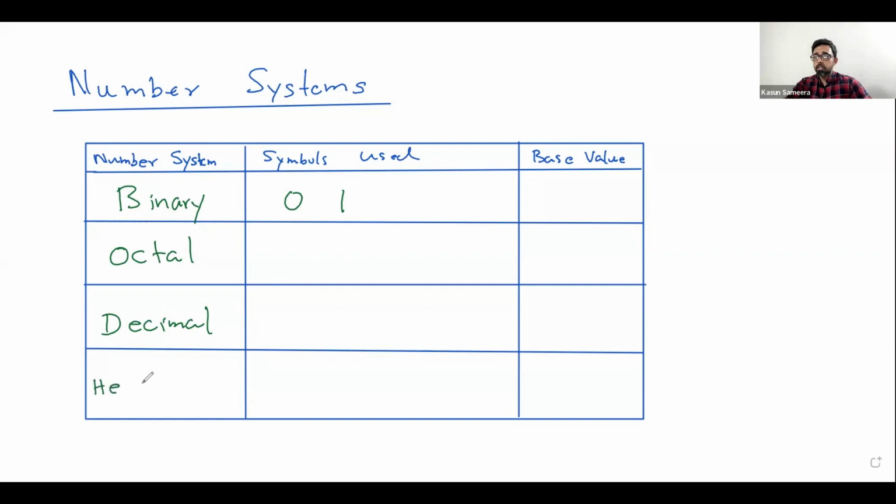Additionally, we need to learn hexadecimal. These are the number systems we must learn in this lesson. The first thing you need to learn about these 4 number systems is the symbols we use. In the octal number system, we use 8 symbols, starting from 0 and ending with 7.